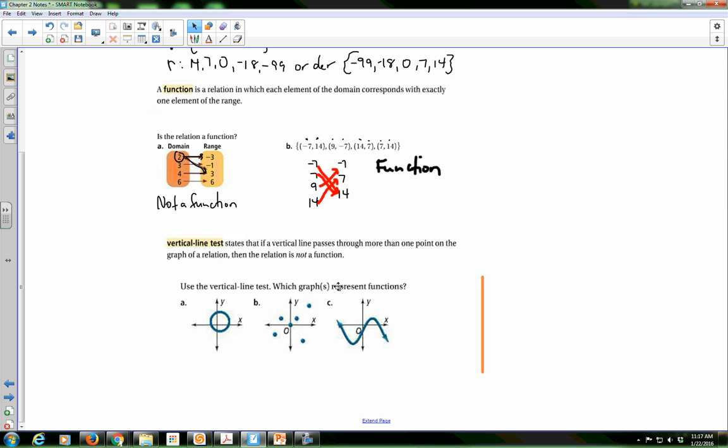Use the vertical line test, which graphs represent the functions. Make sure you write this down on your paper. So I have the luxury, I get a vertical line already. I've already got it created. So if you look at A, I'm going to take my vertical line and pass it through this relation here. If you look at this point on my graph, I have 2 points that cross my vertical line. So A is not a function.